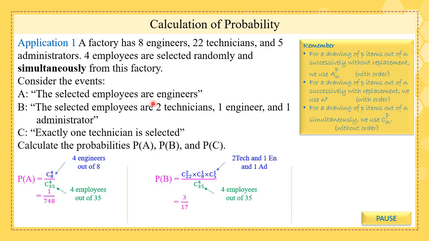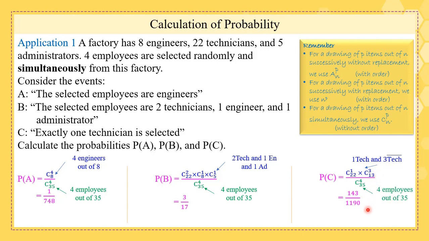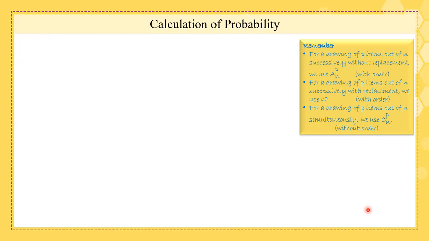Try to do P of C alone. For P of C, we need exactly 1 technician. So in other words, we need 1 technician and 3 non-technicians. And the non-technicians are the 8 engineers and the 5 administrators. So we need to choose 3 out of 13. And this would be the final answer.